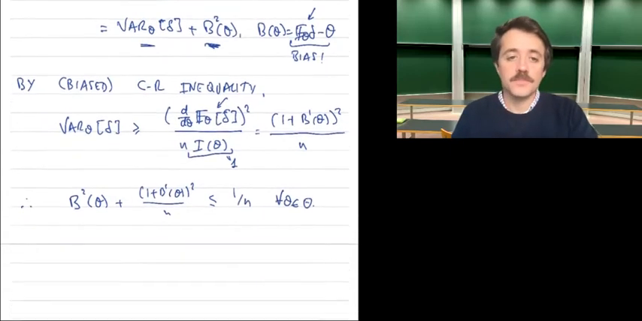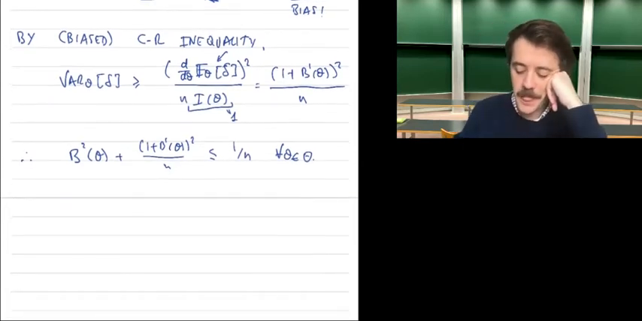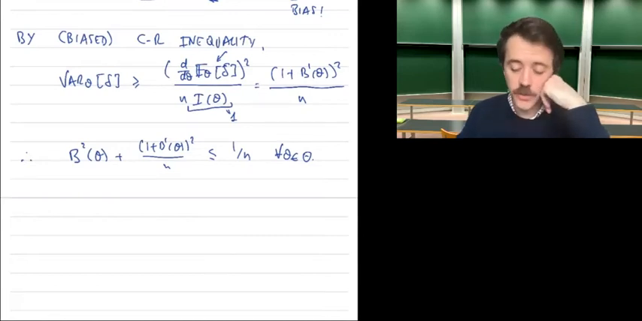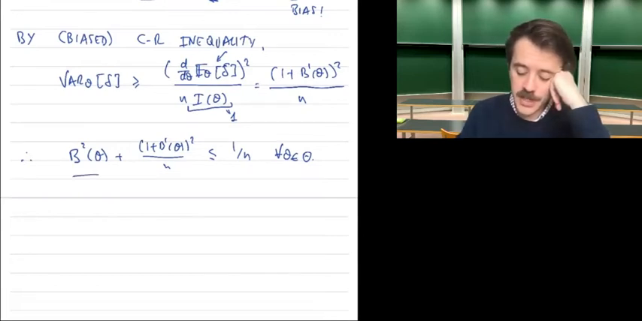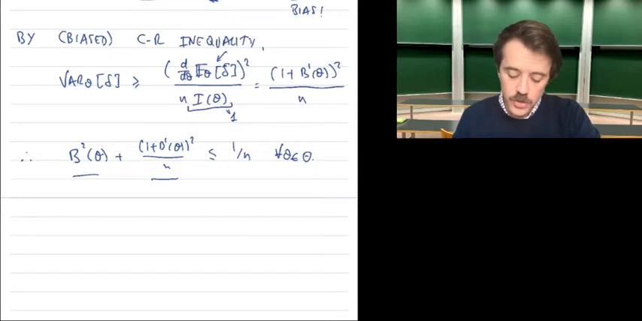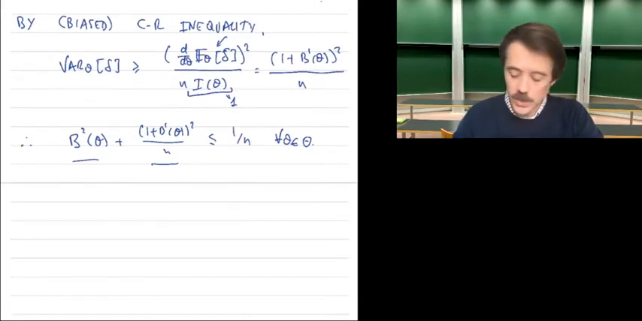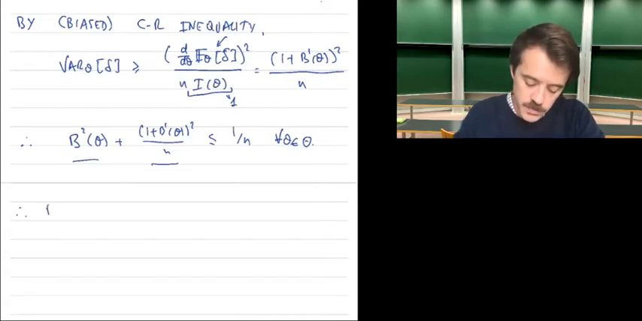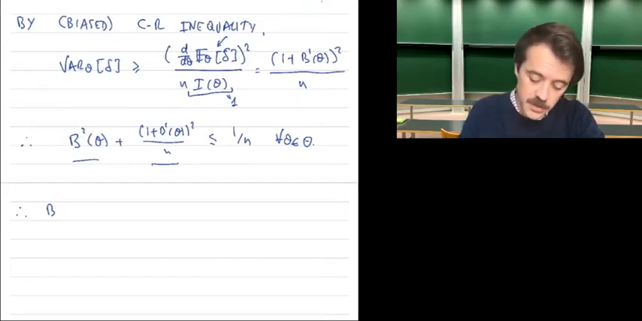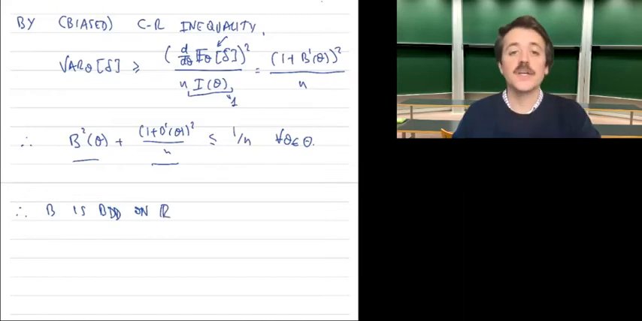Okay, so then what conclusions do we get out of this? Well, there are at least two conclusions. These two guys are positive, right? So this guy and this guy are positive. And this means in particular that each of them has to be less than or equal to 1 over n. So this guy essentially is bounded, just removing the theta dependence, it is bounded on R. So that's one thing.